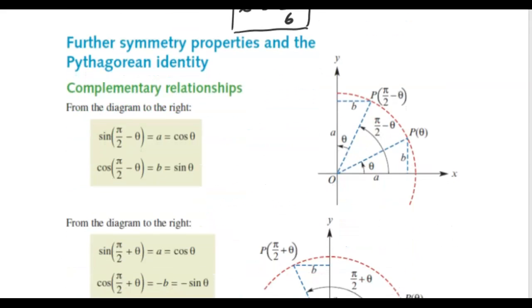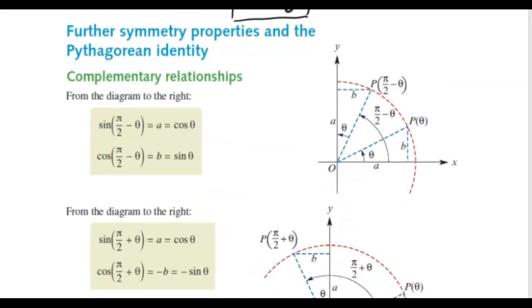Moving on, we're talking about complementary relationships. Complementary angles are angles that add up to 90 degrees. So the first part of it is we're going to have a look at two angles that add up to 90 degrees. If we go back to the unit circle and look at this triangle here, the angle inside the triangle is equal to theta, which means the remaining angle in that triangle is going to be pi on 2 minus theta.